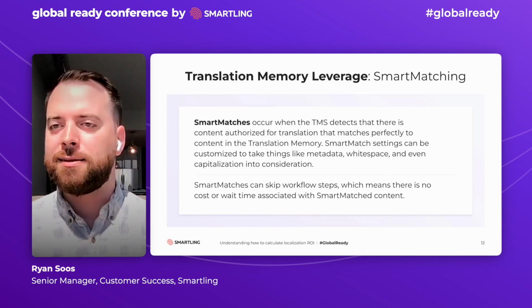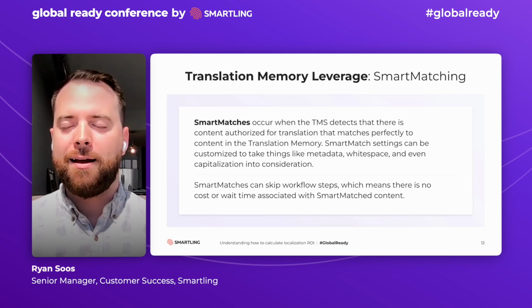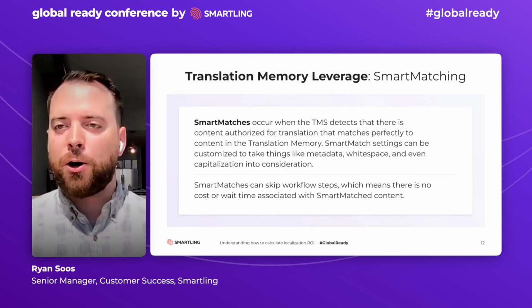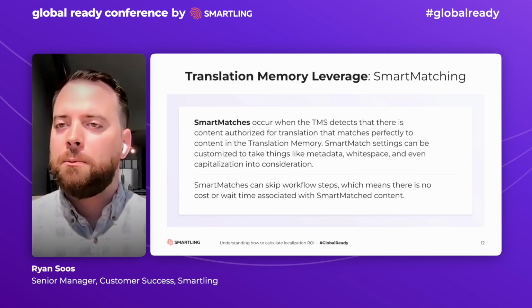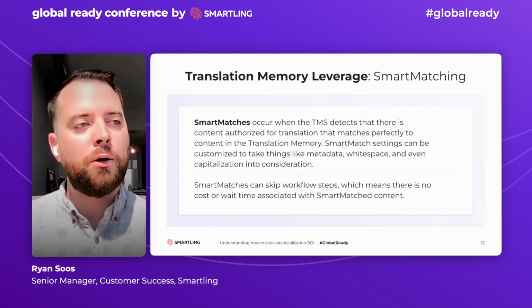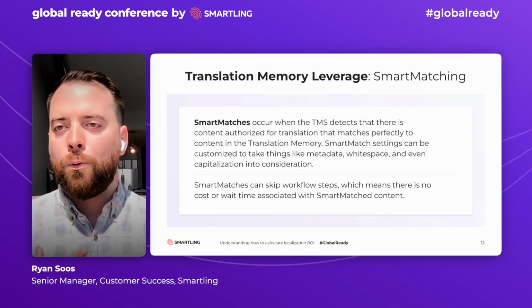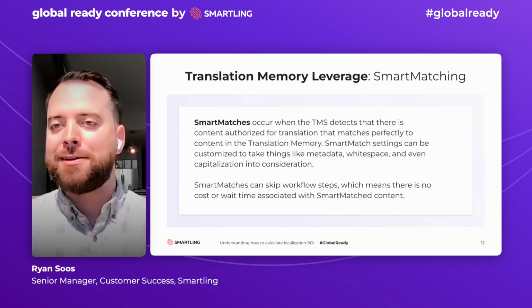But let's say we have that string again, this water bottle is white. And then 2 weeks later, we upload content. And this time it once again says this water bottle is white. You, as a Smartling customer, have already paid for this translation. You've already waited for it to go through the workflow. We are not going to ask you to pay for it or wait for it again.